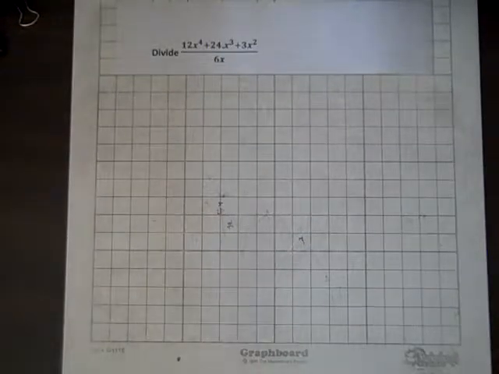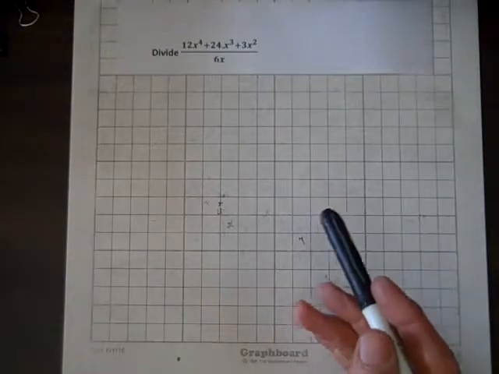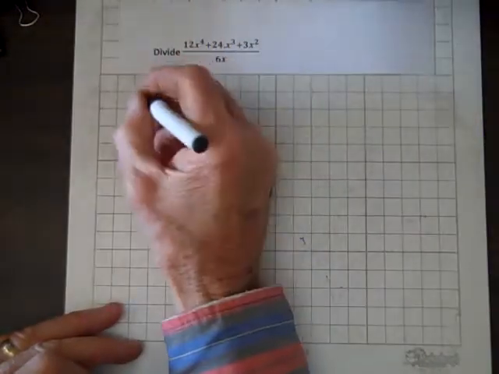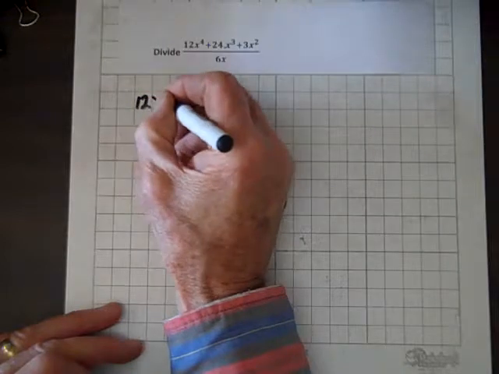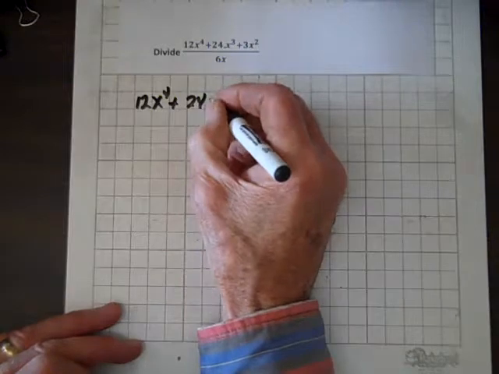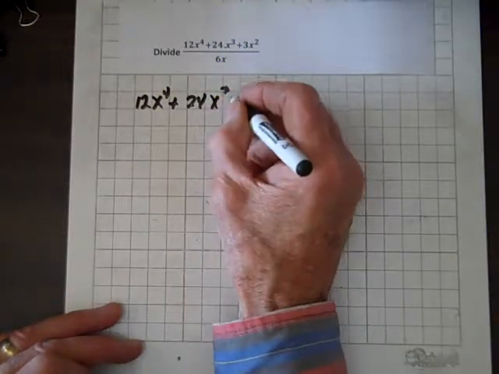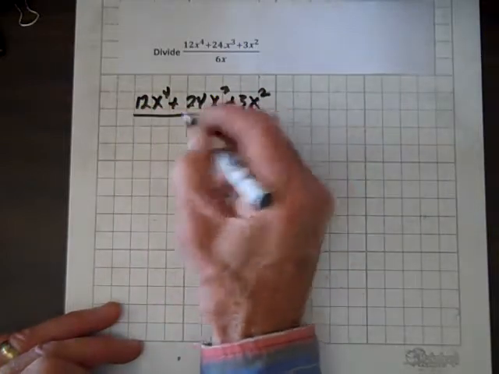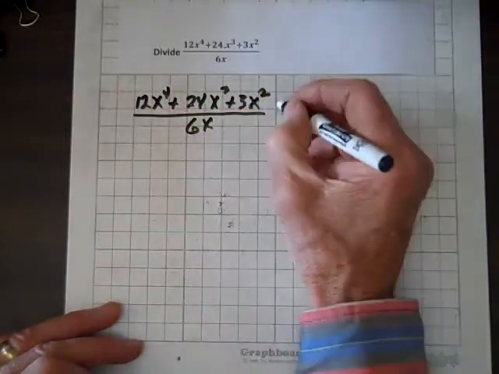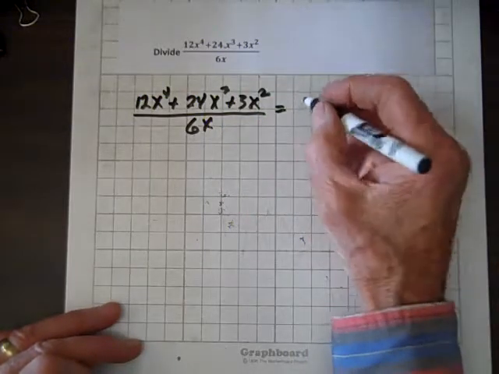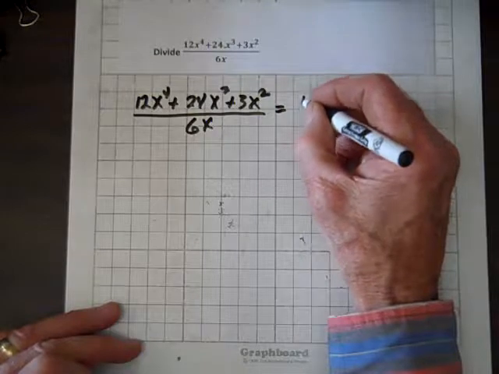So our task is now division. And we could do long division on this, but there's an even easier way. And so we've got 12x to the fourth plus 24x cubed plus 3x squared divided by 6x. Well, this equals, hey, we can divide every one of those terms by 6x and rewrite it in that manner.